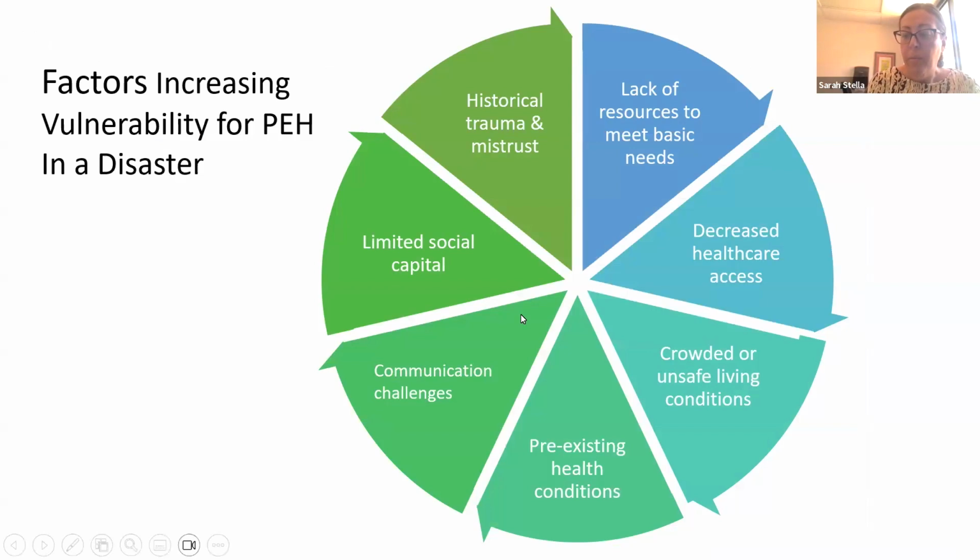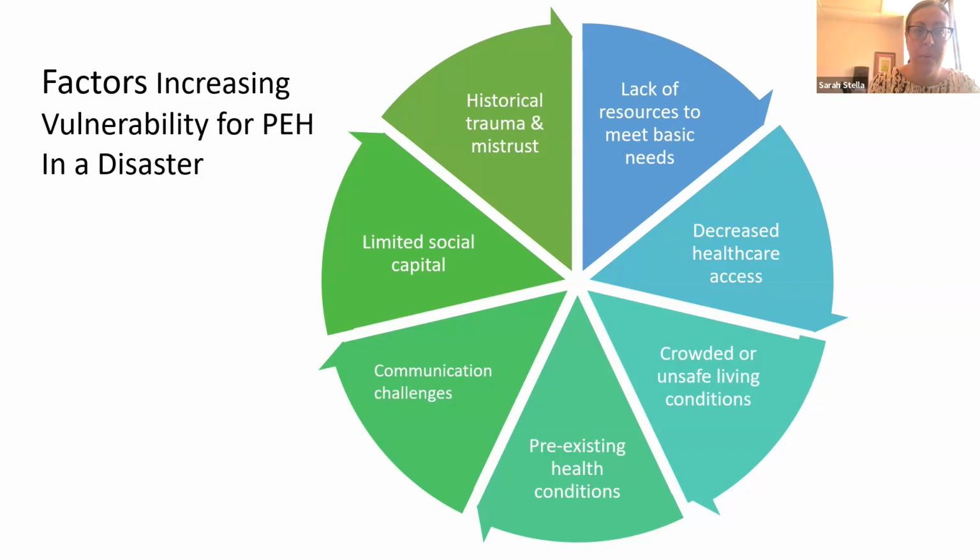And when we think about homelessness, it is really a manifestation of social vulnerabilities and individual vulnerabilities that raise the susceptibility during a disaster. We think about historical trauma and mistrust and the impacts that has on our community. Lack of access to basic needs to meet survival. Decreased access to healthcare due to structural barriers, crowded or unsafe living conditions, pre-existing health conditions, communication barriers, and limited social support.